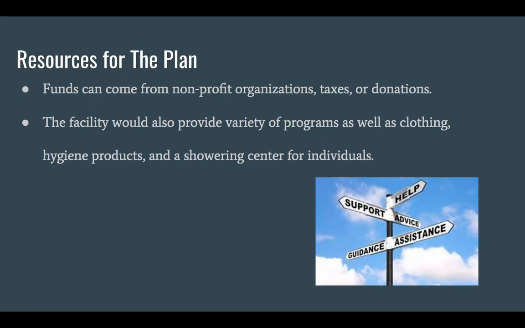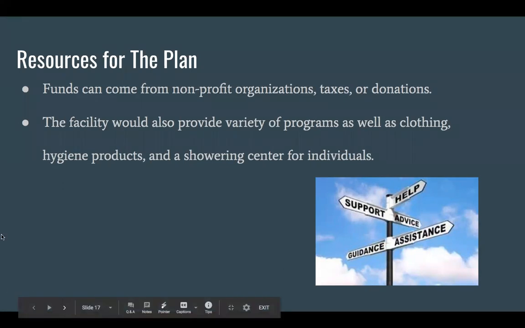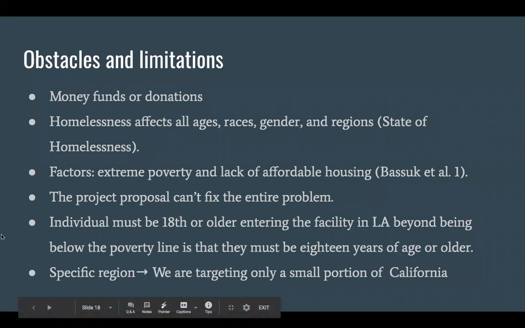For our next slide that has obstacles and limitations, this solution may have possible barriers for actually implementing the plan. The biggest one will be funds. This is because we can potentially not have as many donations that will help our plan. We are also just targeting a small portion of LA, and homelessness affects all ages, races, genders, and regions. Therefore, we're not technically helping every single population.